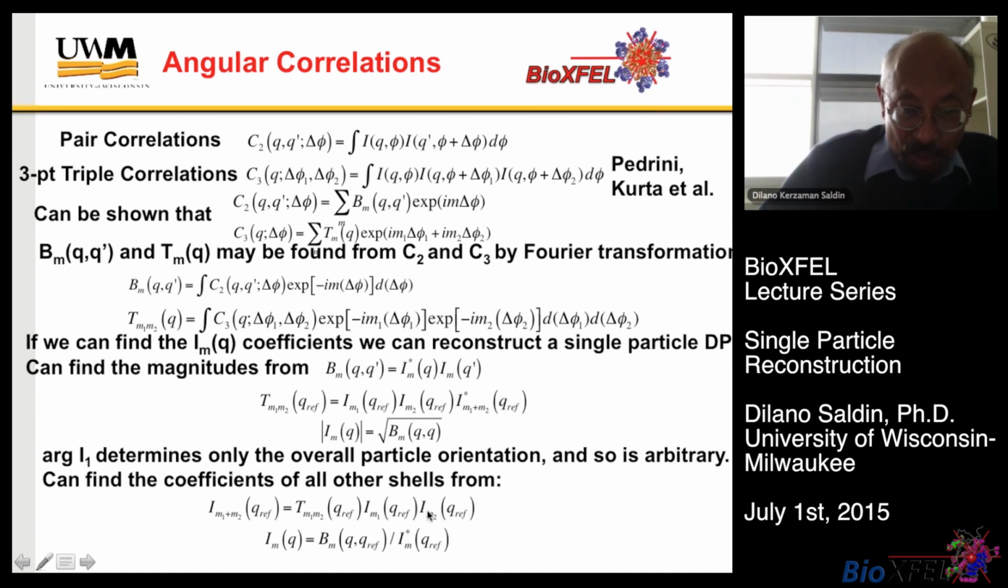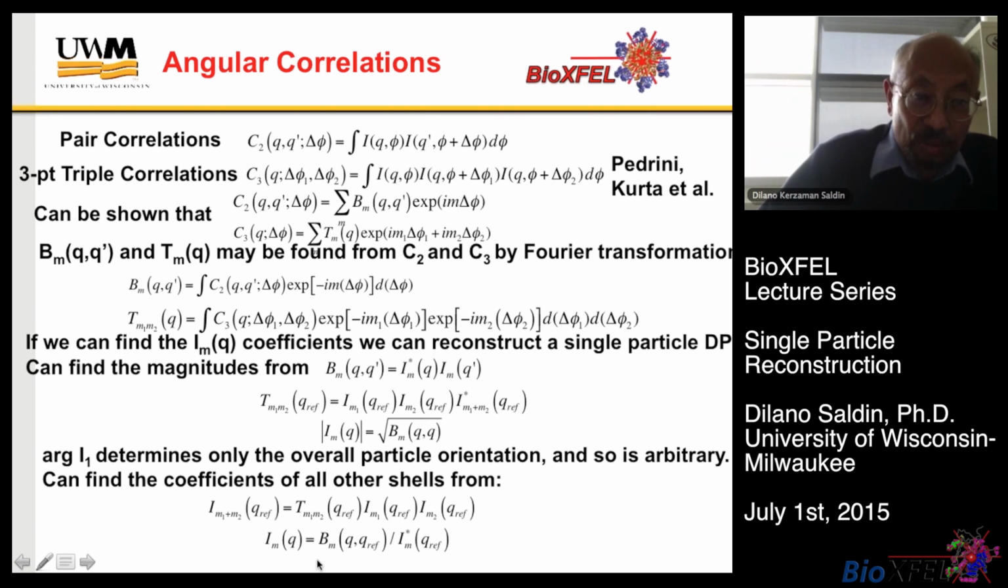So if you start with, let's say we start with I1 here and I1 here, one gets I of 2 here on the left-hand side. Then you go back, you put I2 here, put I1 here, then you get I3, and so on. So you can keep increasing the index M by this procedure because the T's are experimentally known. So by this means, you can find all the IMs corresponding to a particular resolution ring QRef.